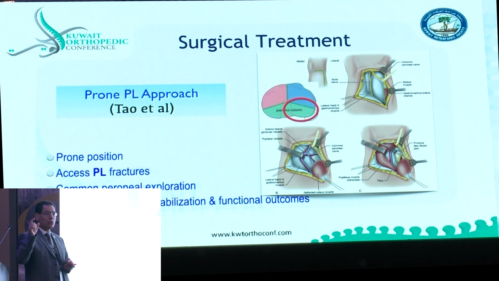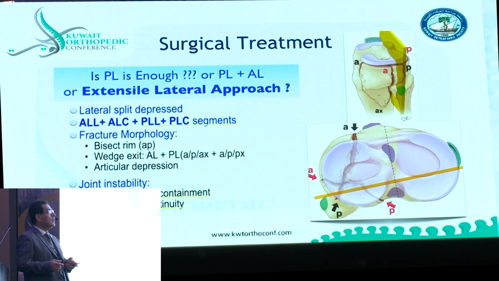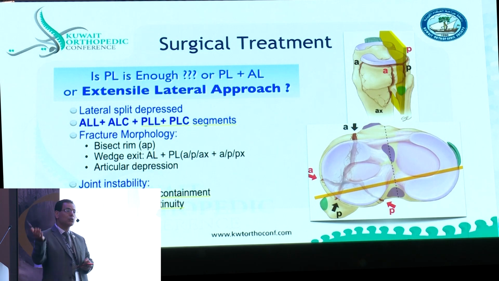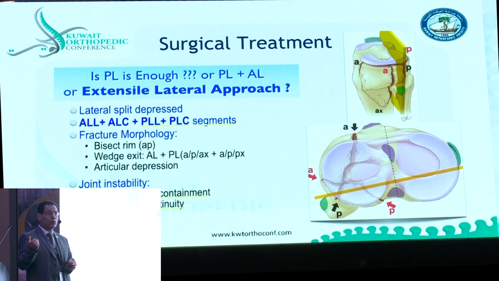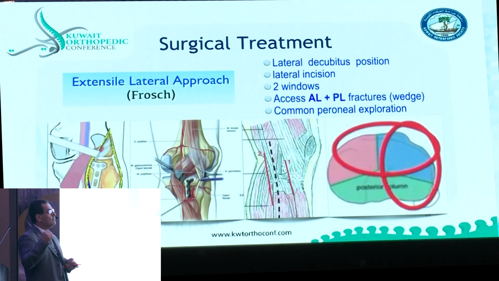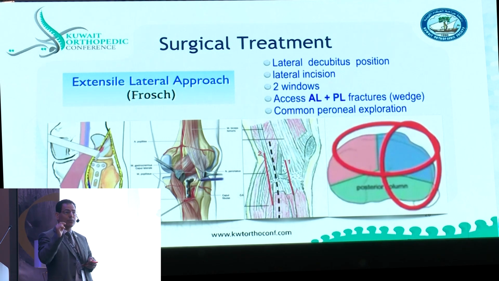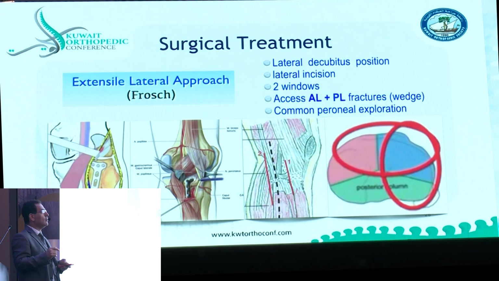Prone position, access the posterolateral fragment, explore the common peroneal nerve, and improve reduction and stabilization, and also the functional outcome. If you have a fracture pattern not posterolateral only, but associated with anterolateral, is this posterolateral approach enough? No. You need more. You need an extensile approach. And this is described by Frosch, which accesses the anterolateral and posterolateral tibial plateau at the same time. Lateral decubitus position, lateral incision, 2 windows: one window accesses the anterolateral fragment and another window accesses the posterolateral fragment. And the common peroneal nerve must be explored, taking care to avoid traction on this nerve.